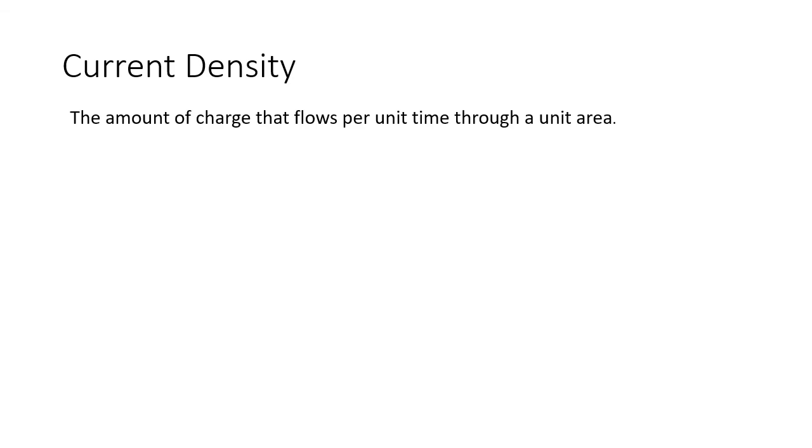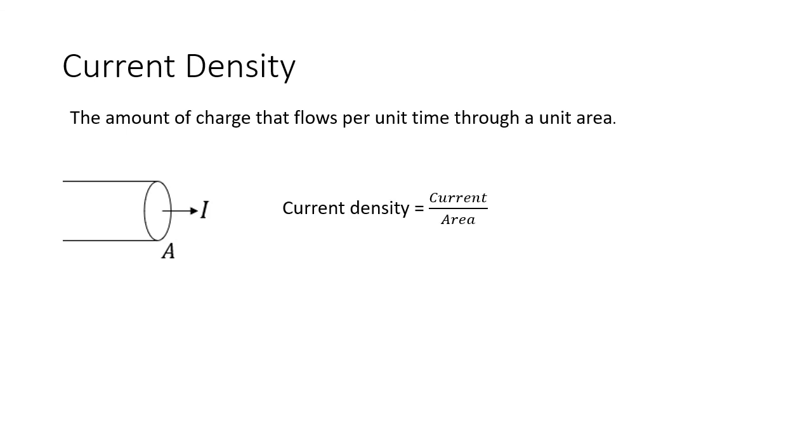Next, we will see the current density. It is the amount of charge that flows per unit time through a unit area. So current density is equal to current over area, that is J = I/A. And the current density is a vector quantity.